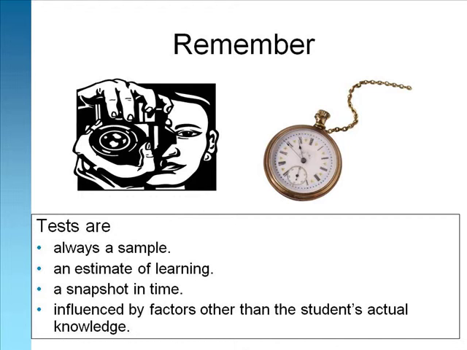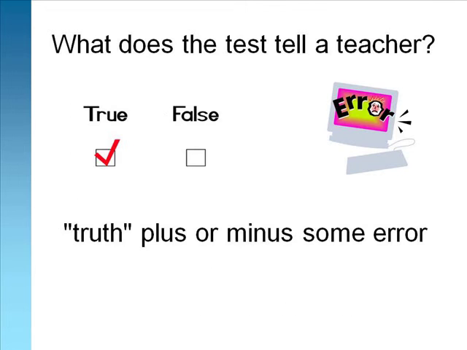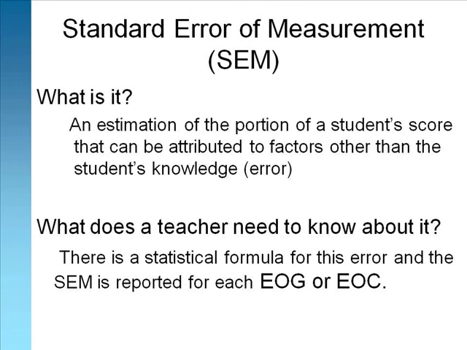So we must remember when giving tests that they are always a sample, an estimate of learning, a snapshot in time, influenced by factors other than the student's actual knowledge. We always have error in our test and can therefore only obtain an approximation of the truth, plus or minus some error. Measurement error means that we can underestimate or overestimate a student's true ability or achievement.